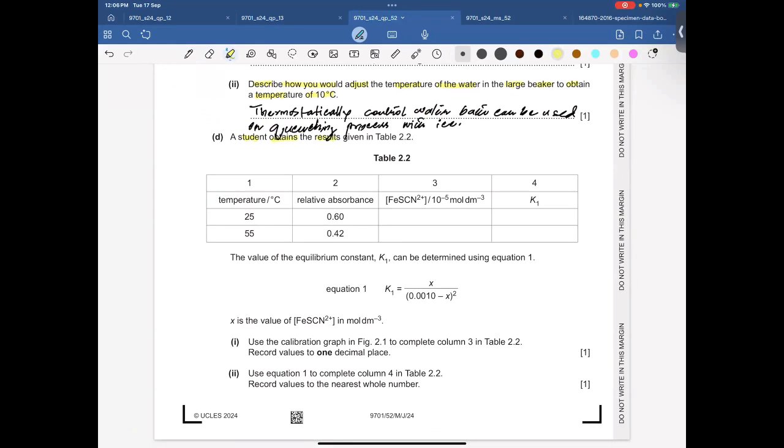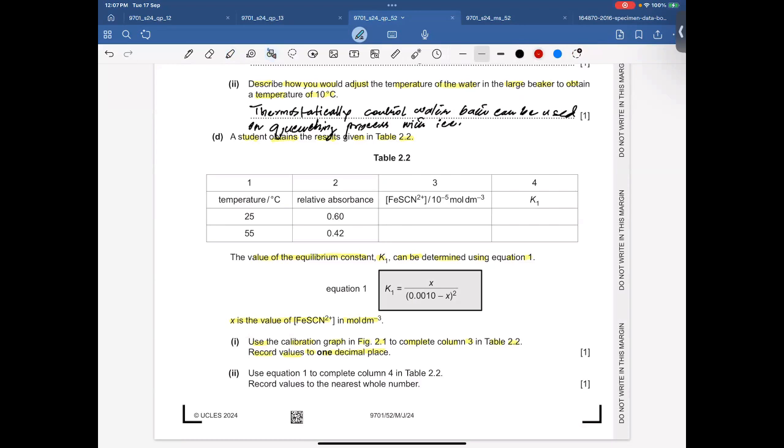A student obtained the results given in table 2.2. Okay, this is the temperature, this is the relative absorbance, this is concentration of iron thiocyanate, and this is K1. The value of the equilibrium constant K1 can be determined using equation 1. So I need to find out the value of K1 by using this expression. In this expression, X is the concentration of iron thiocyanate in mole per dm cube. Use the calibration graph in figure 2.1 to complete column 3 in table 2.2. Record the values to one decimal place.